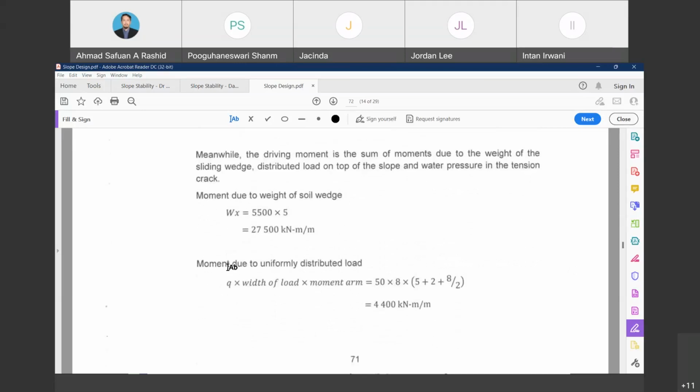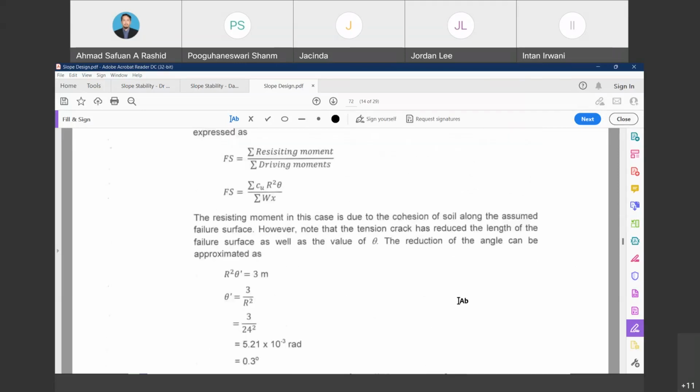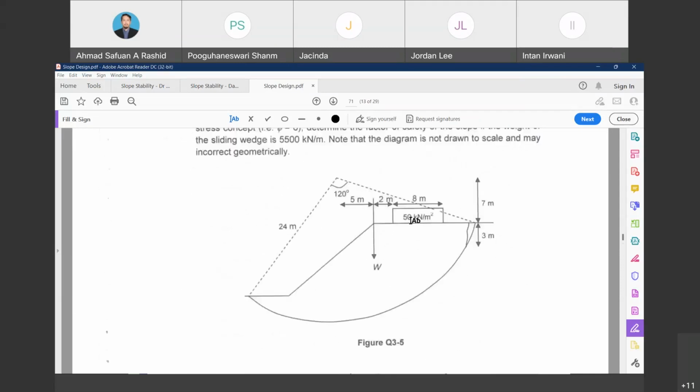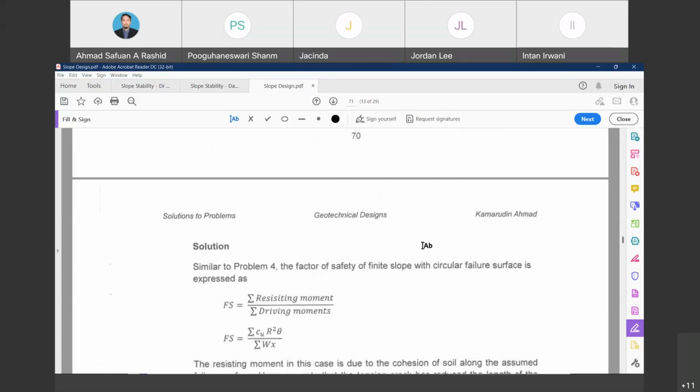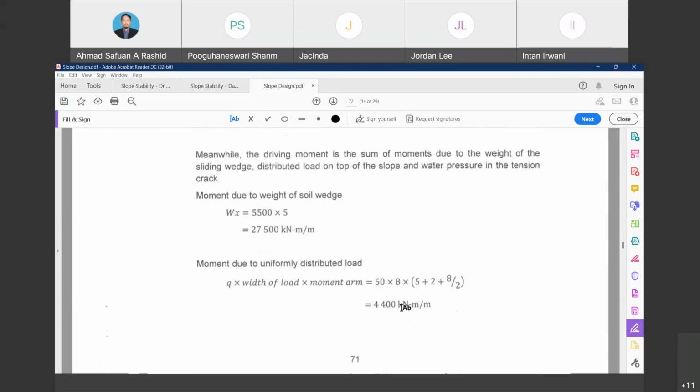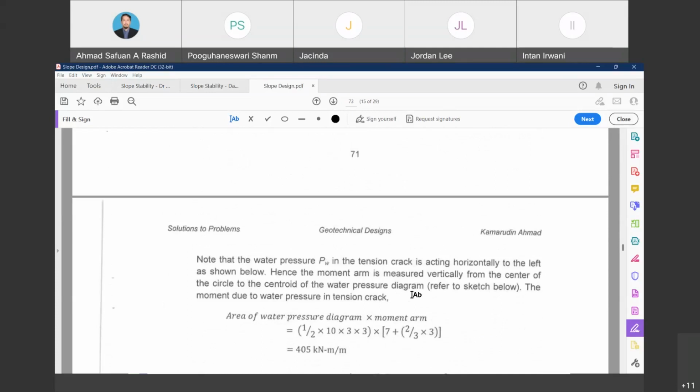So the moment due to the uniform distributed load. In this case, the distributed load is 50. Then we multiply with 8 and then multiply with the moment arm. So 50 times 8 to get the load, and then multiply with 5 plus 2 plus 4. That is the moment arm. So the result is 4,400. And the last one is the tension crack.